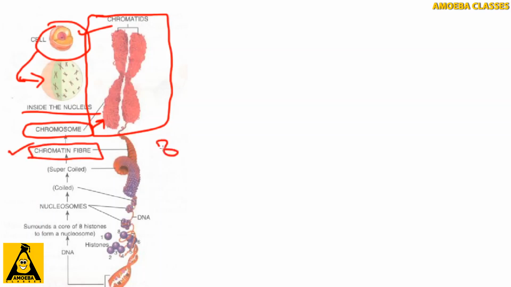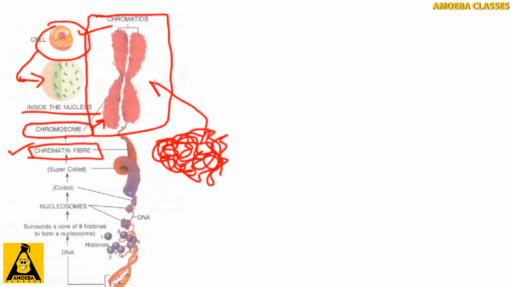Chromatin fiber is basically a thread-like structure, a network of thread-like structure like this, and when this chromatin fiber condenses together, after condensing it forms a structure like this, and this is basically the chromosome. That means chromatin fiber after condensation forms the chromosome. Now if we decondense or uncoil this chromatin fiber, what will we get? We will get strands like this.